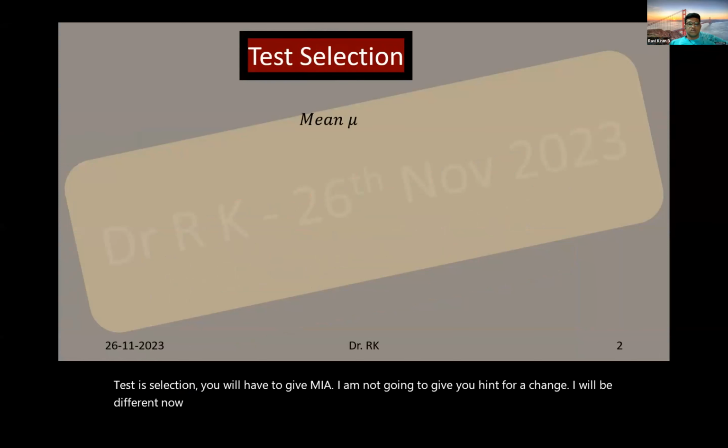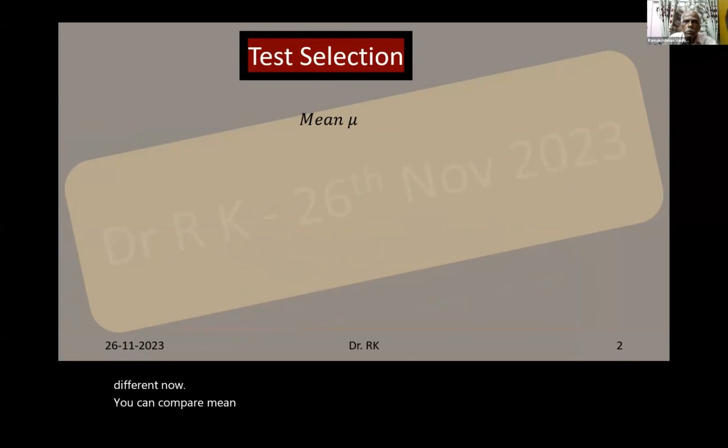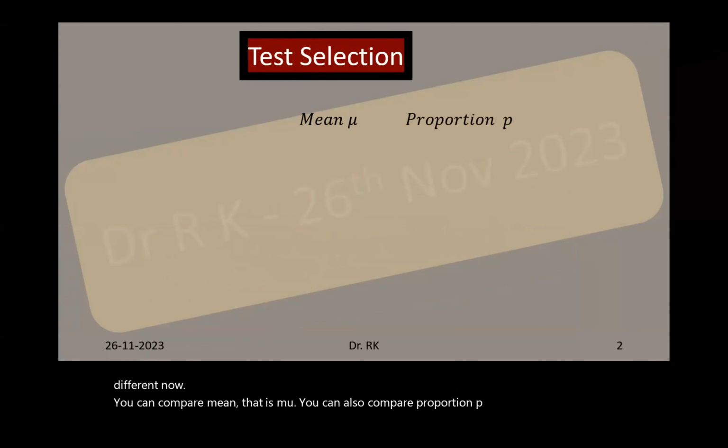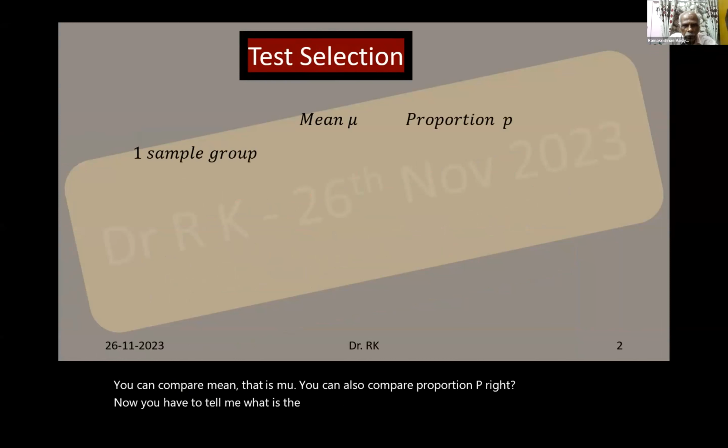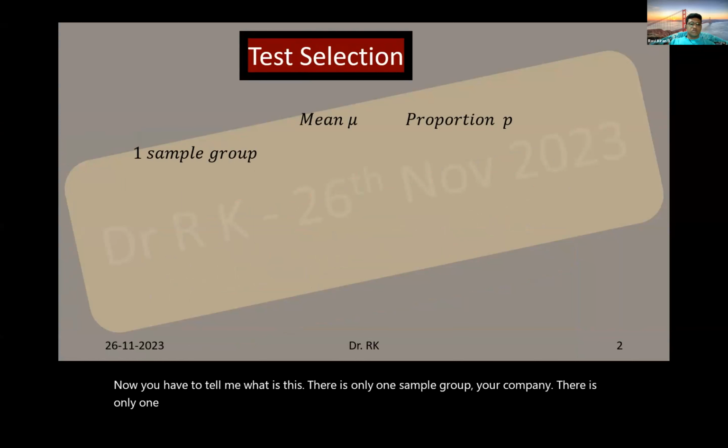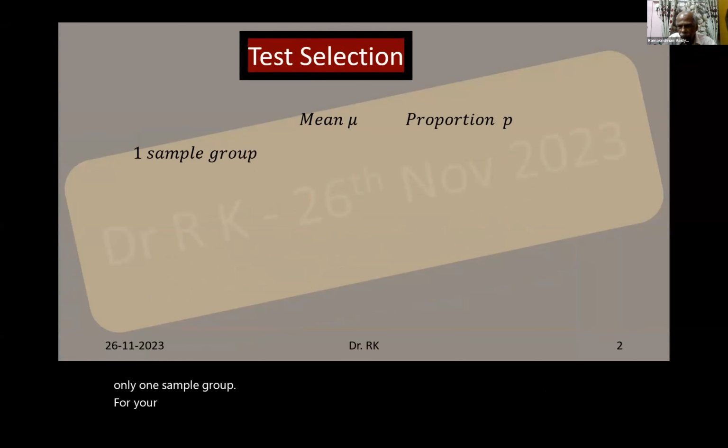Now, test selection, you will have to give me. I'm not going to give you a hint. For a change, I will be different now. You can compare mean, that is mu, you can also compare proportion P, right? Now you have to tell me what this is. There is only one sample group you are comparing. There is only one sample group for your study, right? What is the test you will use? Tell me.